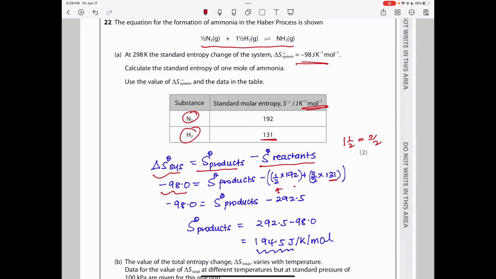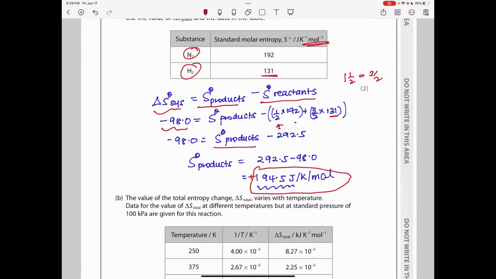One which is for hydrogen. And then when we add up everything and make this the subject, we end up with this. Now, the key thing to remember is the unit. It came out as positive, so I'll just write positive, but it's going to be joule per Kelvin per mole. I will go to the next part.